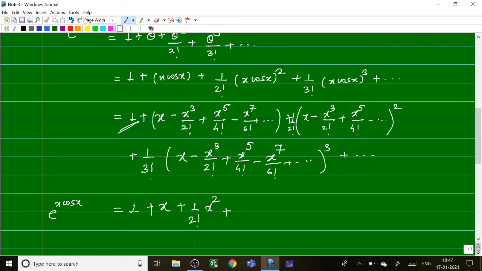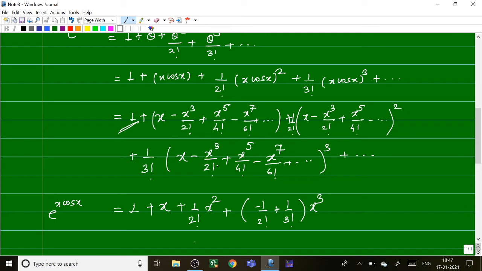Now let us look at the cube term. I have one cube term in the first bracket with coefficient minus 1 by 2 factorial, so I am writing this as minus 1 by 2 factorial. In the second bracket there is no cube term; there is a cube term, but because it is squared, it will give you power 6. So there is no cube term in the second bracket. But in the third bracket, the first term with power 3 gives you x cube, and its coefficient is plus 1 by 3 factorial x cube.